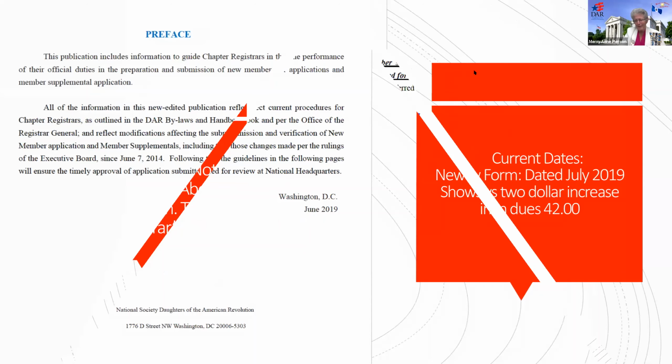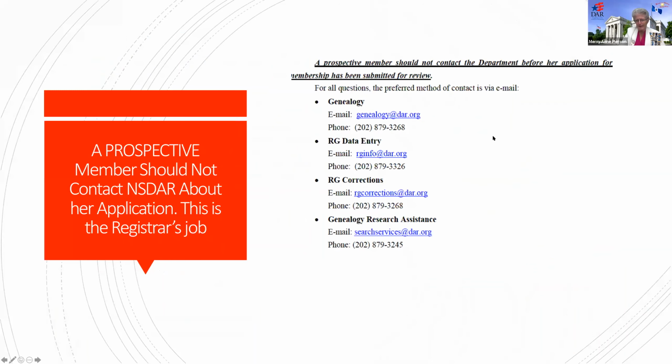The prospective member really isn't the person who should be contacting the genealogy department. If you have questions about the application, the registrar should be doing that asking, and these are the places that you can ask.